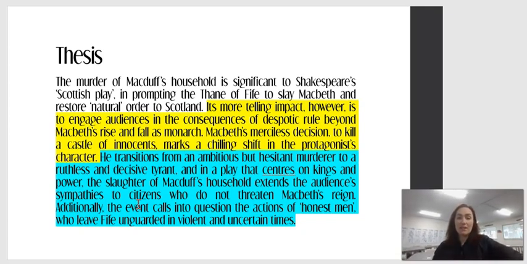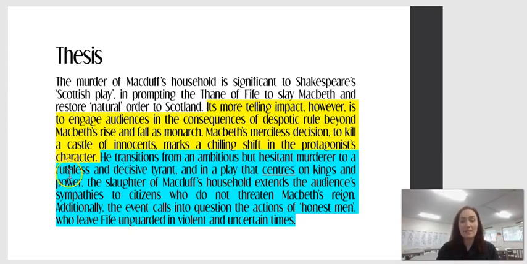So we have here, he transitions from ambitious but hesitant murderer to a ruthless and decisive tyrant, and in a play that centers on kings and power, so that's the concept, kings and power, we're going to really be talking about the ruling, despotic rule, kings and power, so what it means to be a ruler at that time. That is the concept that this essay is going to focus on.